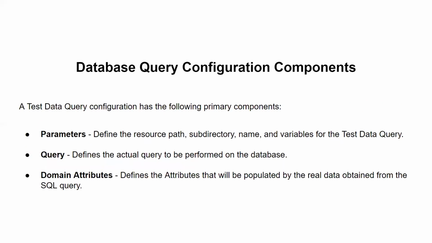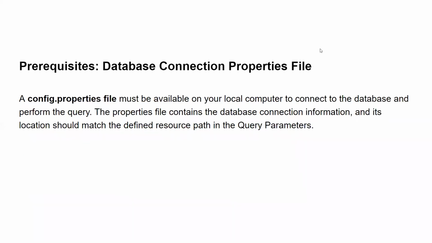There are 3 database query configuration components. A test data query configuration has the following primary components: parameters, which define the resource path, subdirectory, name, and variables. The query, which defines the actual query to be performed on the database. And then domain attributes. Domain attributes define the attributes that will be populated by the real data obtained from the SQL query.